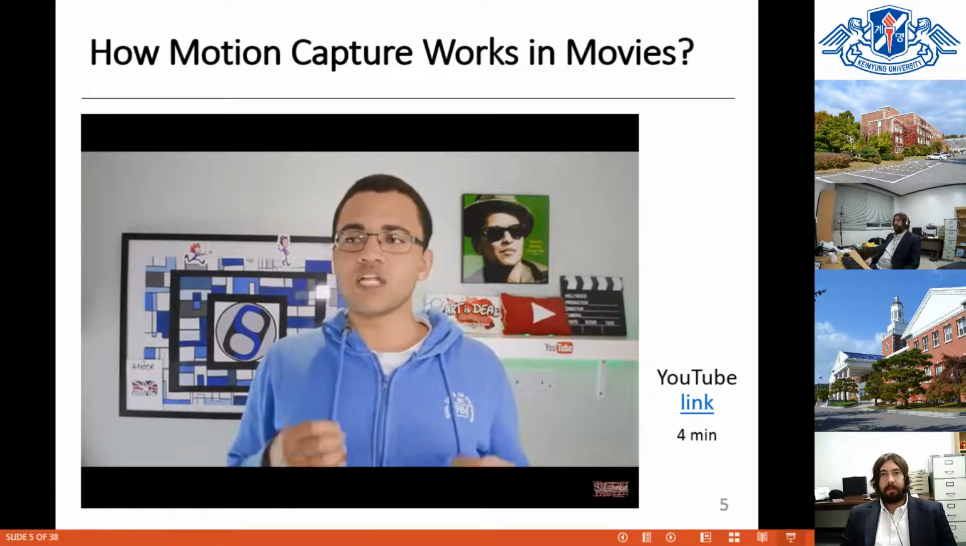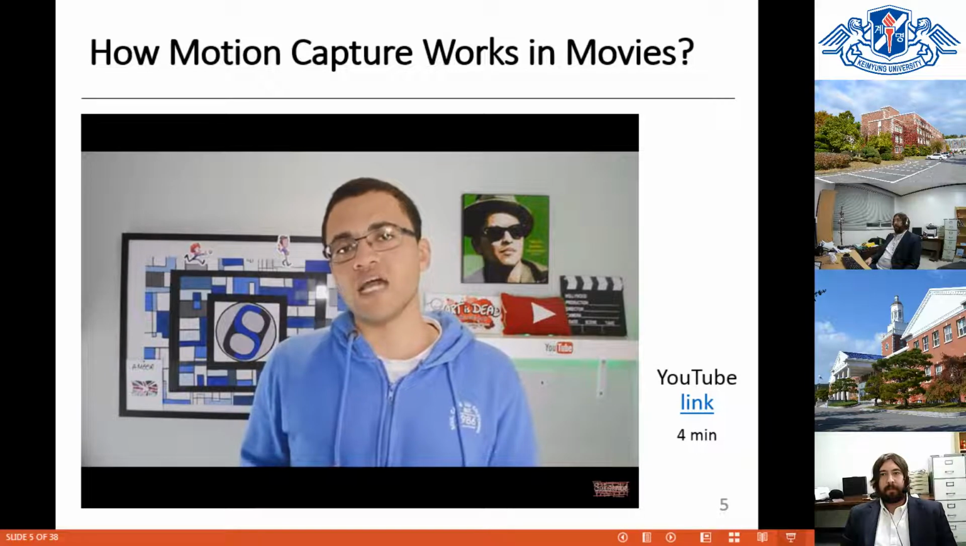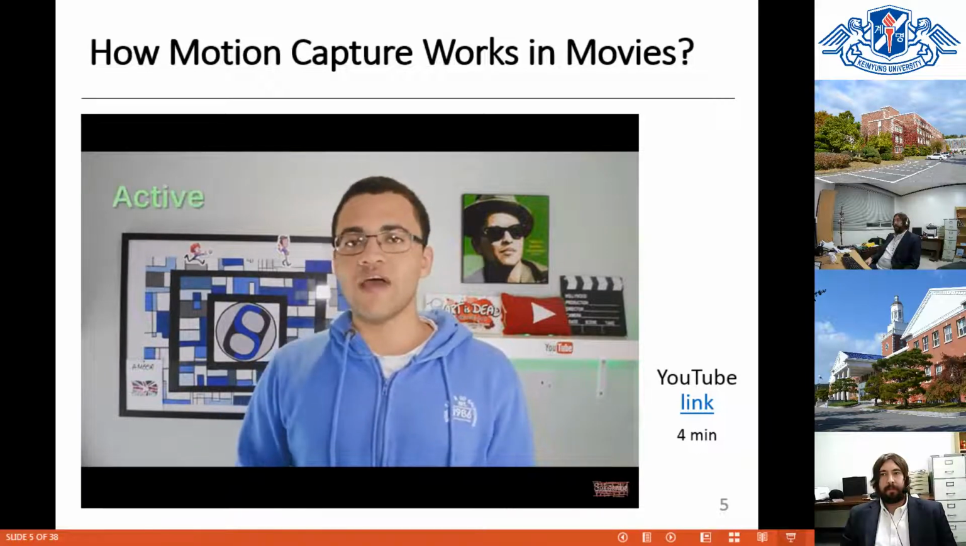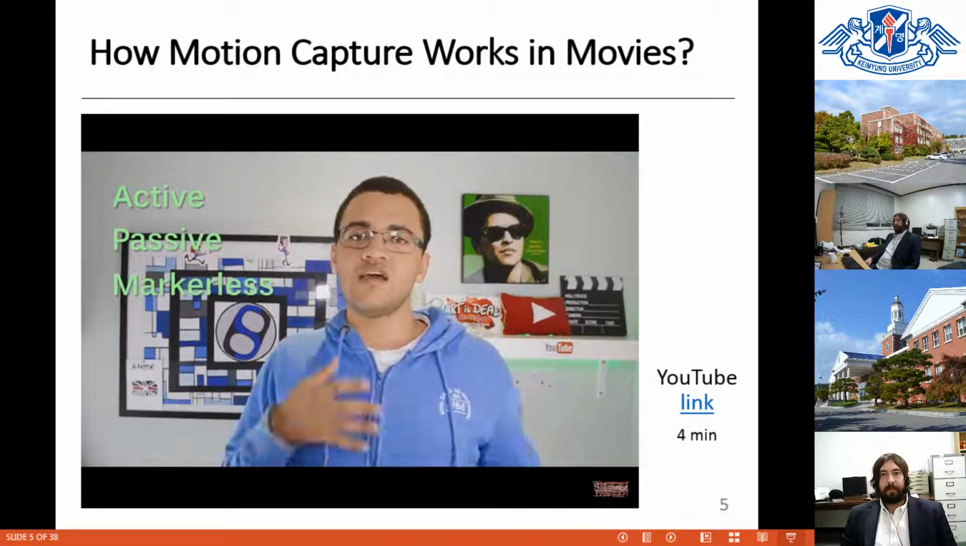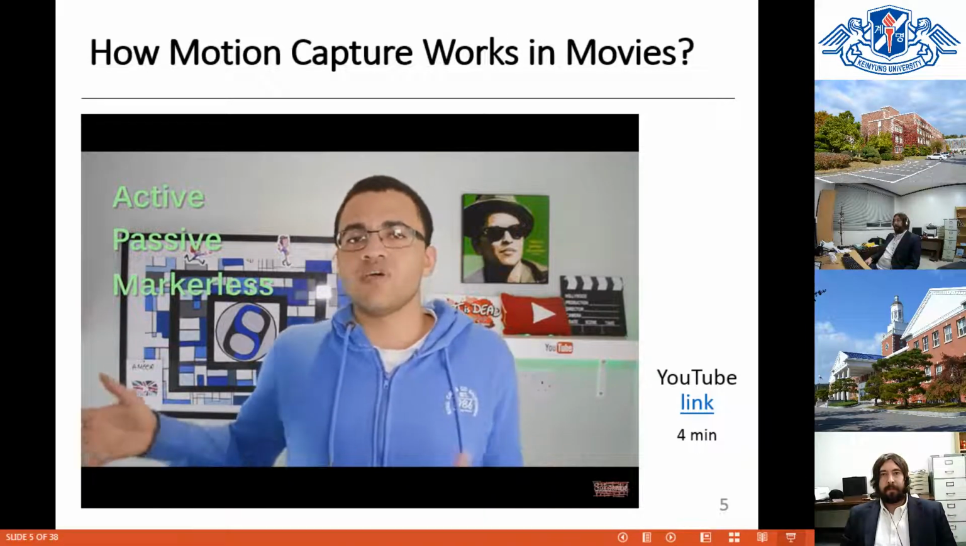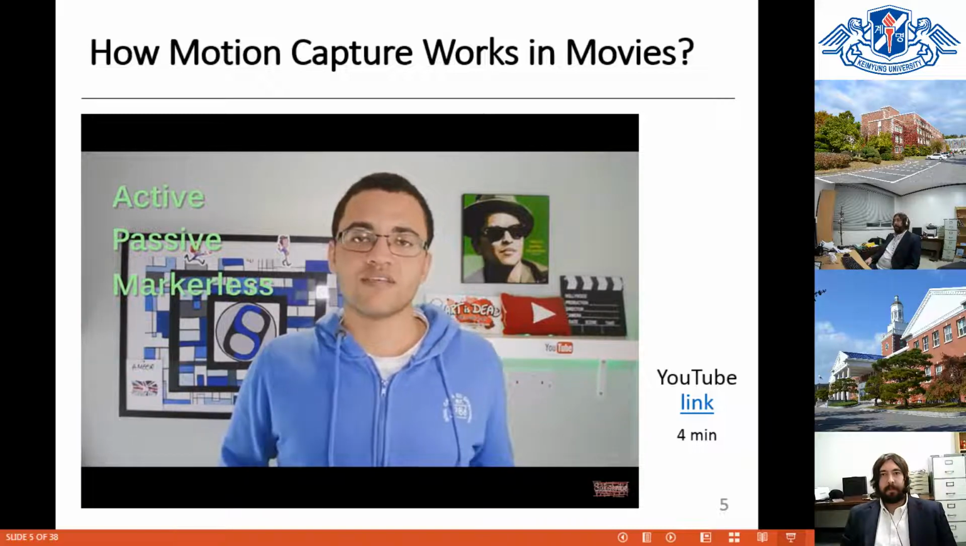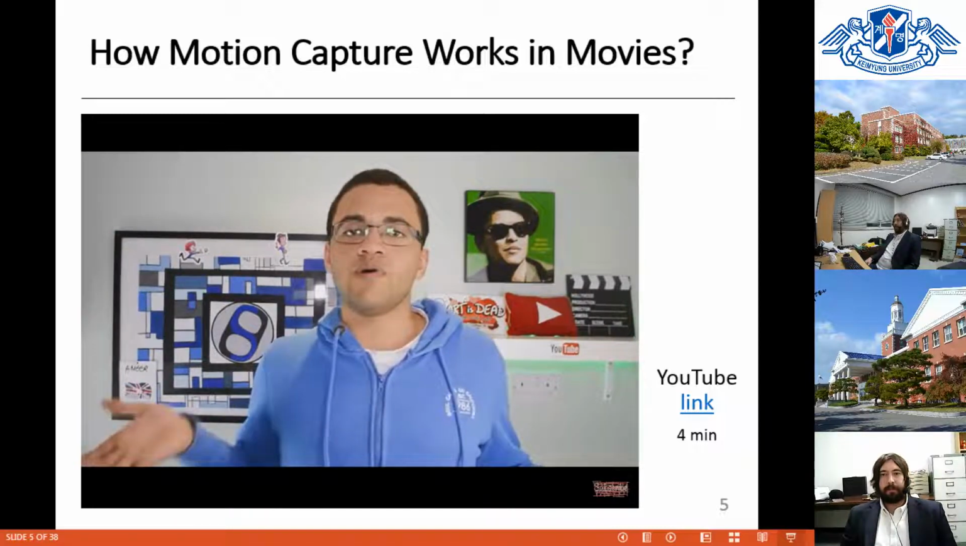But yeah, optical is a lot more common, and it comes under three types itself. There's active and there's passive, and there's also markerless, which isn't necessarily classed as a separate category, although it is pretty different to active and passive. So passive is the one that you're probably used to seeing.